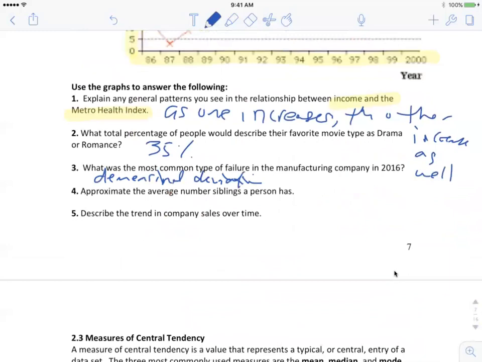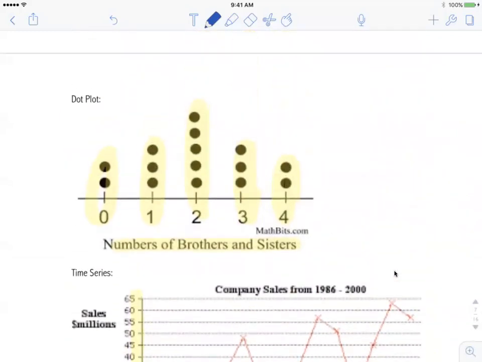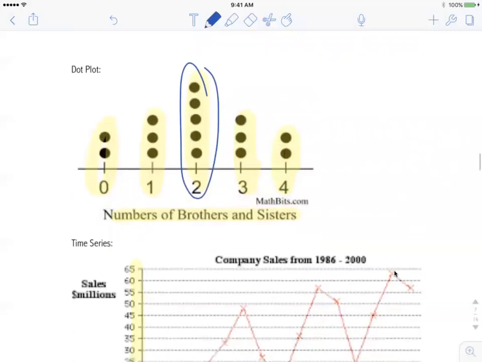Approximate the average number of siblings a person has. Right? What would you say? What would the average be? Well, this is a pretty symmetric looking graph. Looks like most people are in the middle, right? So I would say the average is around 2 siblings.